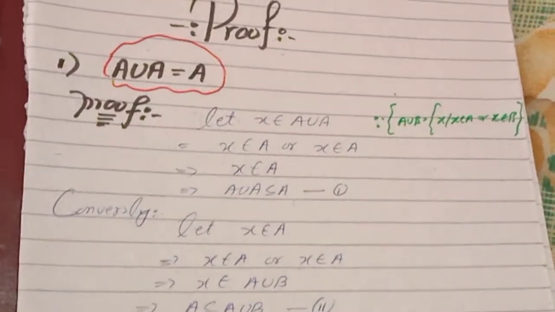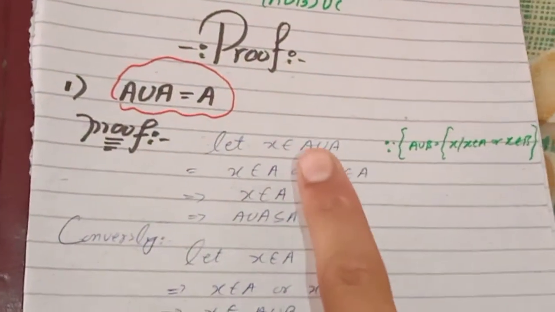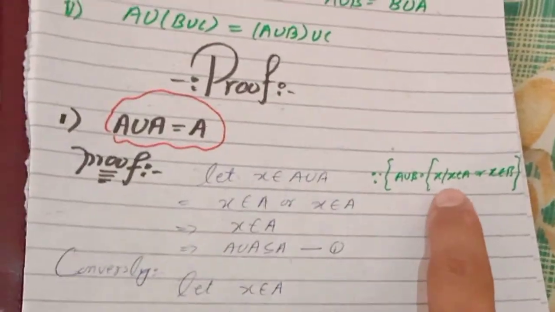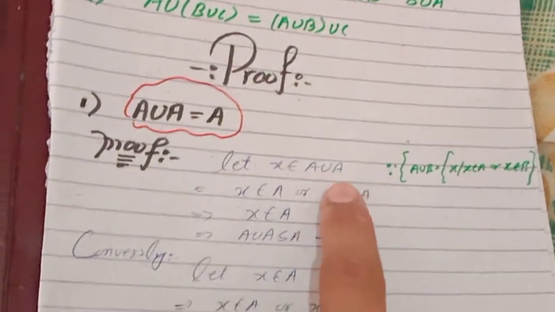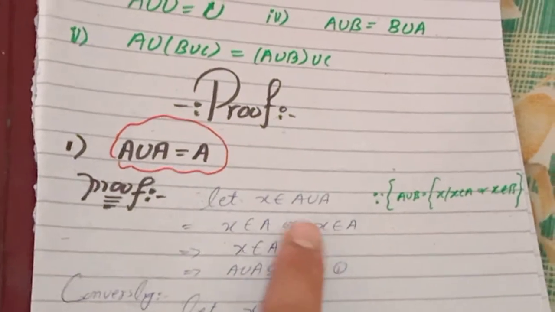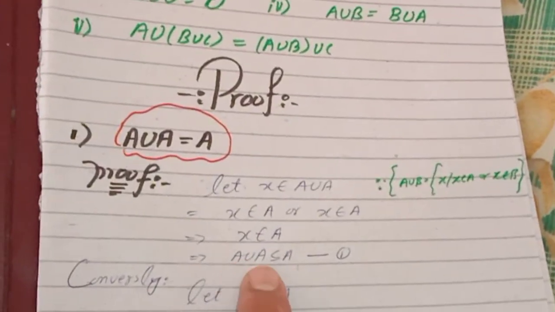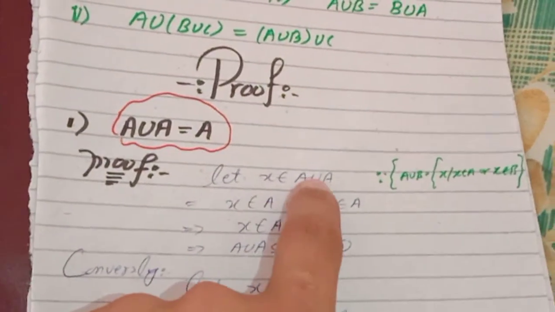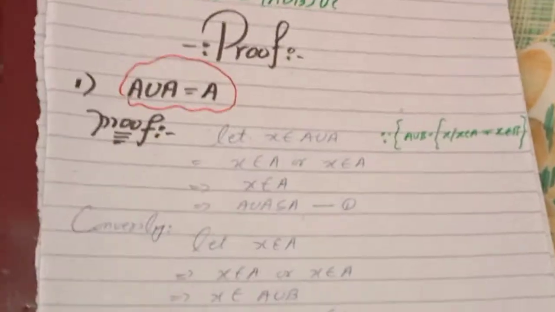Property number 1: A union A is equal to A. Proof. Let us take an arbitrary element x belonging to A union B. As we know, A union B is equal to the set of x such that x belongs to A or x belongs to B. So this is A union A, which means x belongs to A or x belongs to A. Because x belongs to A union A, x belongs to A. This implies that A union A is a subset of A.